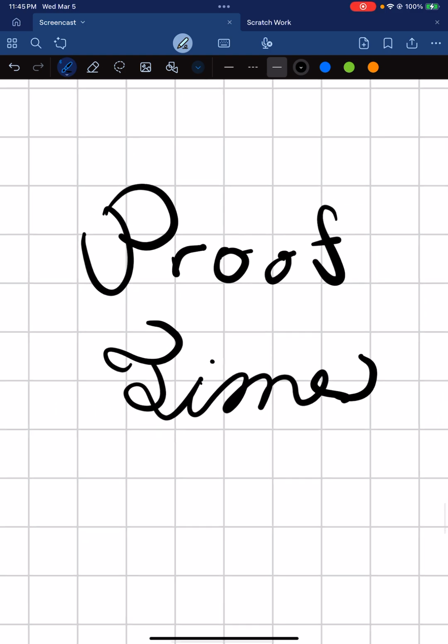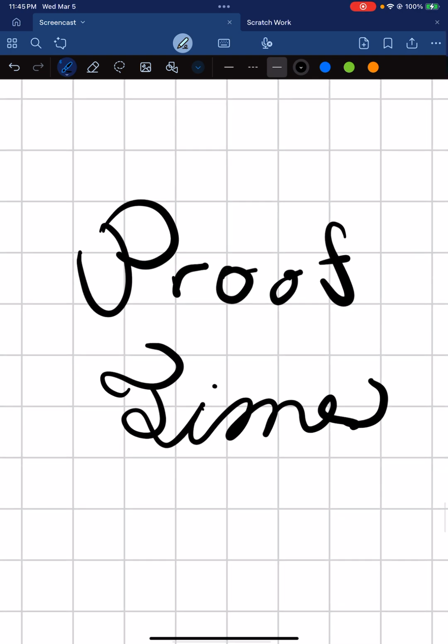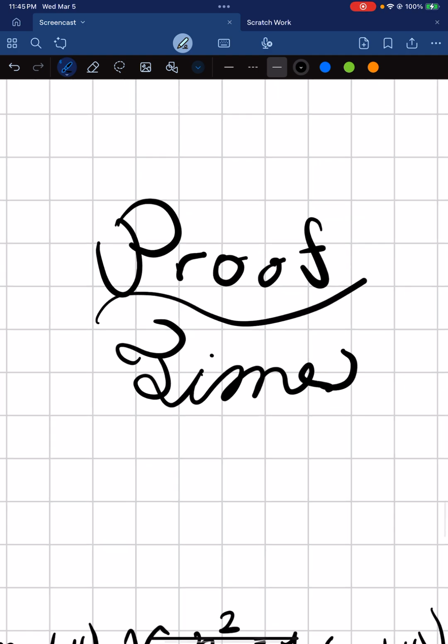Sorry, I have a little bit of a sinus infection, so I sound raspy and like a pirate. And because of that, I decided to have a pirate themed proof.